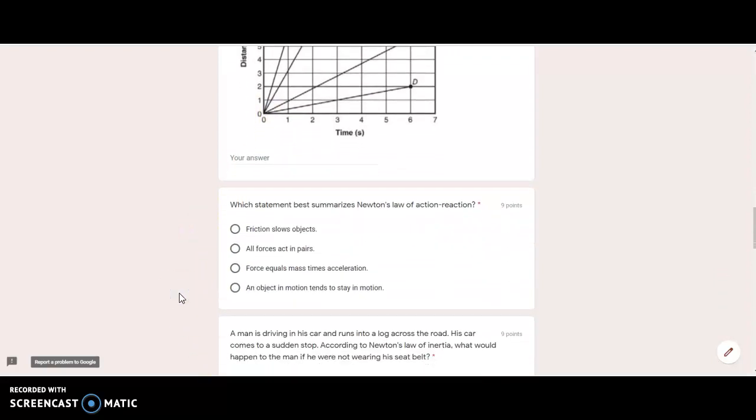Okay, next question. Which statement best summarizes Newton's law of action-reaction, or as we like to call it, Newton's third law of motion? Friction slows objects. All forces act in pairs. Force equals mass times acceleration. Or an object in motion tends to stay in motion.